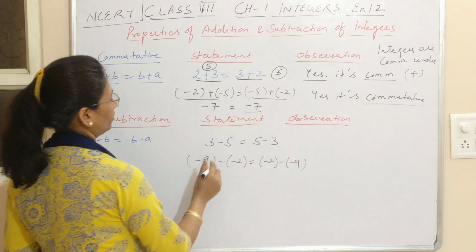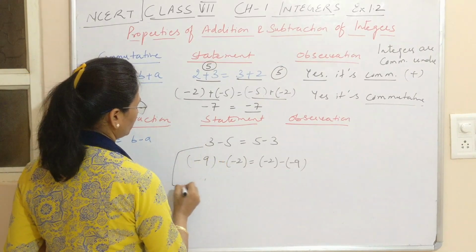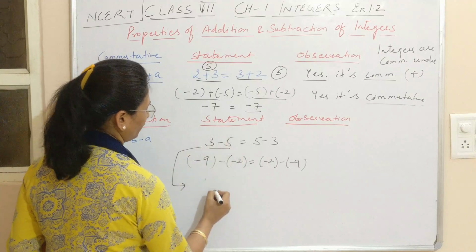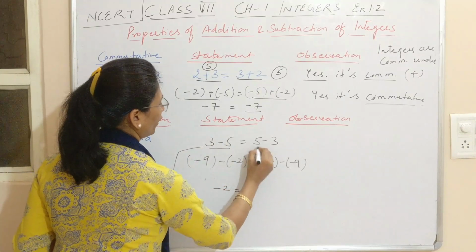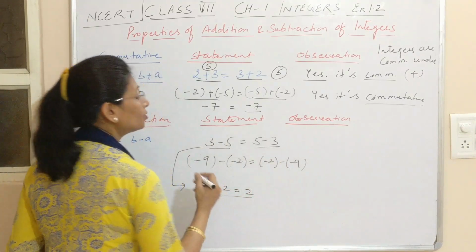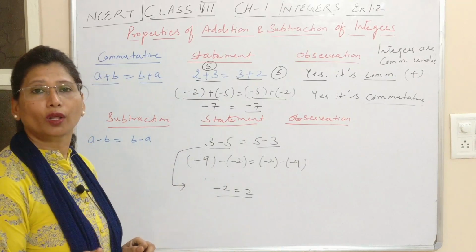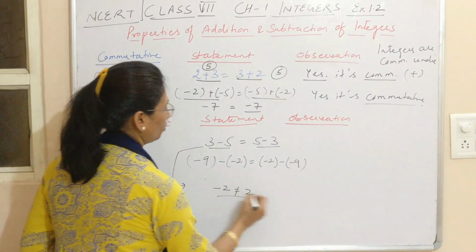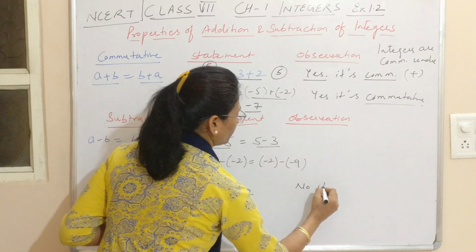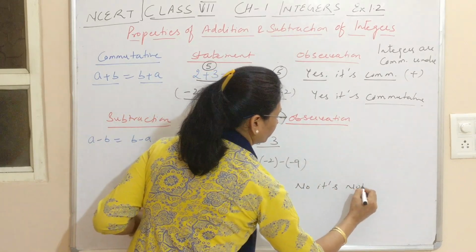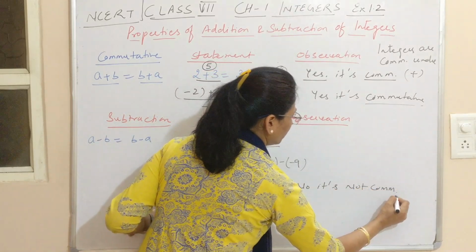So I have taken the example 3 minus 5. What is 3 minus 5? This is minus 2. And 5 minus 3? This is 2. So this is not correct. Minus 2 is not equal to 2. So no, it's not commutative. We can take another example.